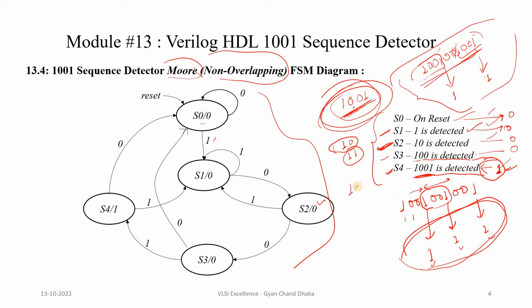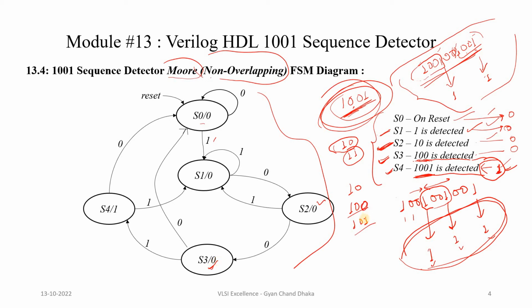If 10 is detected, we are in S2 state. Now in S2 state, there may be two cases. The next bit can be 0 and the next bit can be 1. Now if 100 is detected, that means if the next bit is 0, we can go to S3 state, where S3 state is nothing but 100 is detected. So here, if 0 is detected, we are going into S3 state.